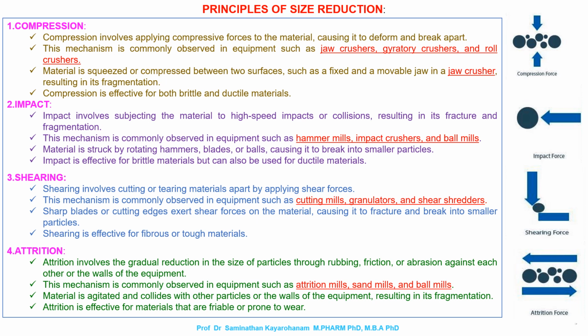4. Attrition. Attrition involves the gradual reduction in the size of particles through rubbing, friction, or abrasion against each other or the walls of the equipment. This mechanism is commonly observed in equipment such as attrition mills, sand mills, and ball mills. Material is agitated and collides with other particles or the walls of the equipment, resulting in its fragmentation. Attrition is effective for materials that are friable or prone to wear.